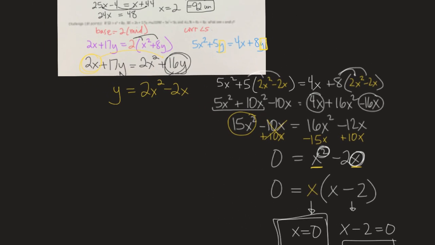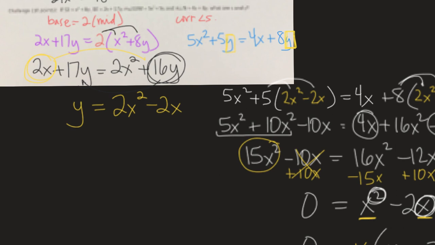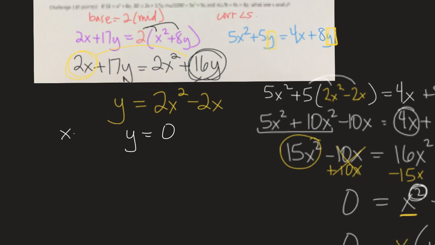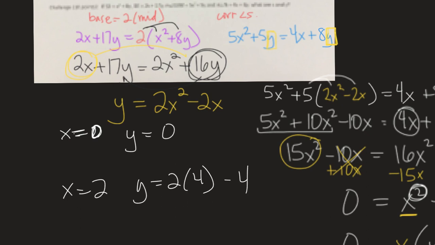No, I'm not. So if I come back over here, what if x is 0? If x is 0, then y is 0 also. Would you agree? If x equals 0, then 2 times 0 minus 2 times 0 is still 0. But what if x is 2? Then y is 2 times 4 minus 4, when I replace x with 2 in both of those. Sorry, that's a 2, not a 0. I shouldn't have circled it. Y equals 8 minus 4, which is 4.